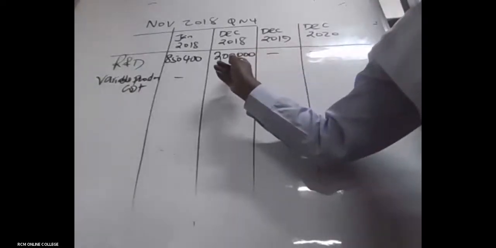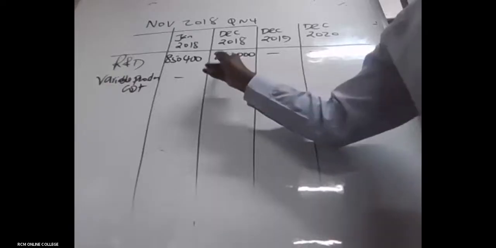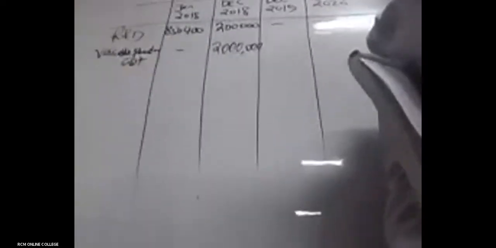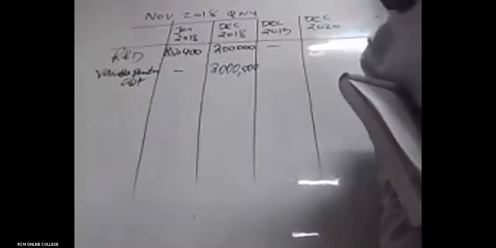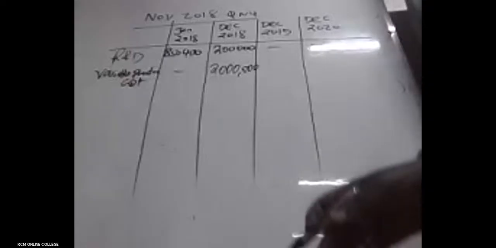2 million. Woi, online they have not seen the 2 million. Adjust the board again. Oh yeah. Sorry, we shall overcome. 2 million, eh? Aha, 2 million.